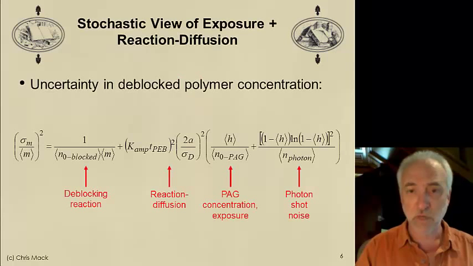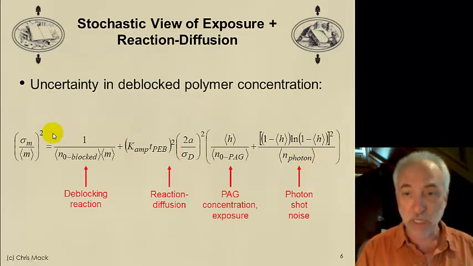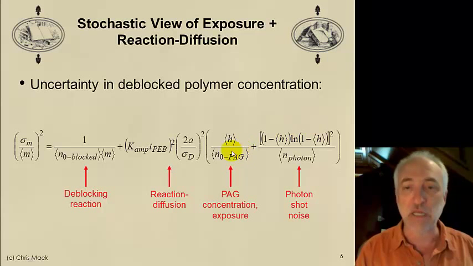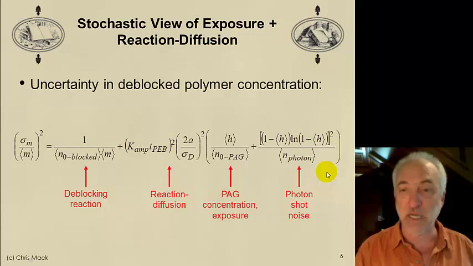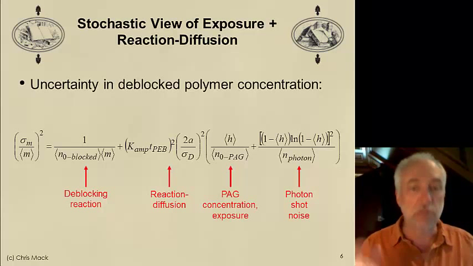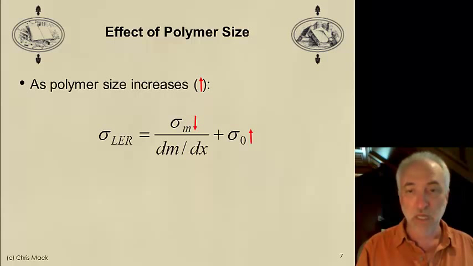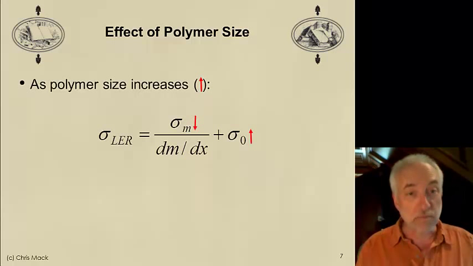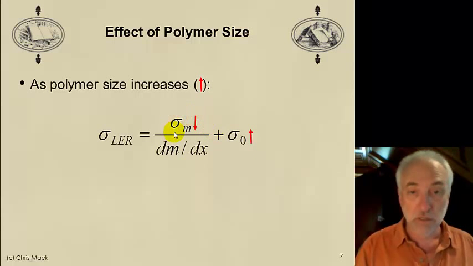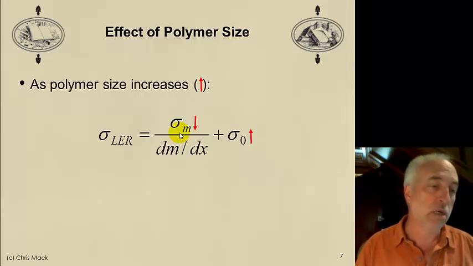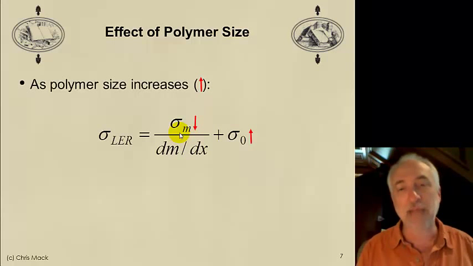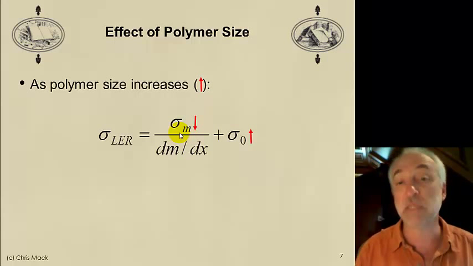Why is that? Well, go back to this equation. This equation has inherent in it a certain volume. Right? What's the number of PAGs? The number of PAGs in a particular volume. What's the number of blocked groups? It's the number of blocked groups in that volume. The number of photons absorbed by that volume. Right? So it's got a volume built into the evaluation of this expression. So when I increase the volume that I average over, sigma m goes down. Because I have more protecting groups, I have more absorbed photons interacting, more acids interacting within that volume, etc.